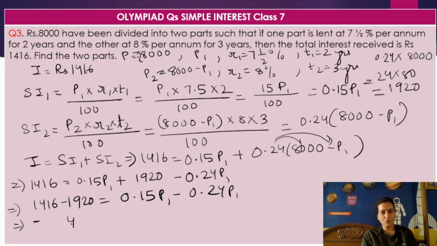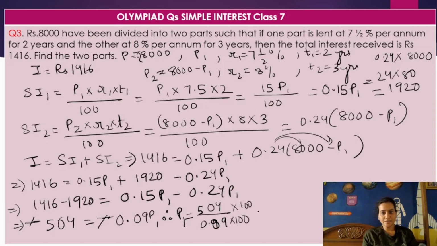So 10 minus 6 is 4, and since a borrow happened here, 1 is left, 1 minus 1 is 0. 9 minus 4 is 5, so it is 504 equal to, here again negative will come because 0.24 is the bigger value and minus is assigned here. So it is 0.09 P1, right. Therefore P1 will be equal to, the negative integer is common here, so cancelling it out, what remains is 504 divided by 0.09. So I can multiply by 100 and remove the decimal point from the denominator.